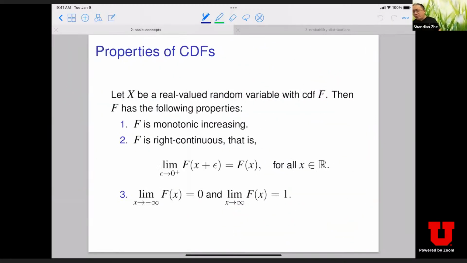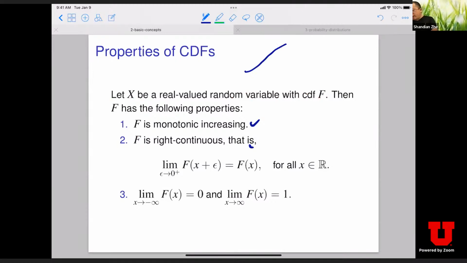So in this way, by leveraging the definition of random variable, we can define the so-called cumulative distribution function. The cumulative distribution function has several nice properties, which you have seen in your textbook before. First, big F is guaranteed to be monotonically increasing. And F is right continuous.